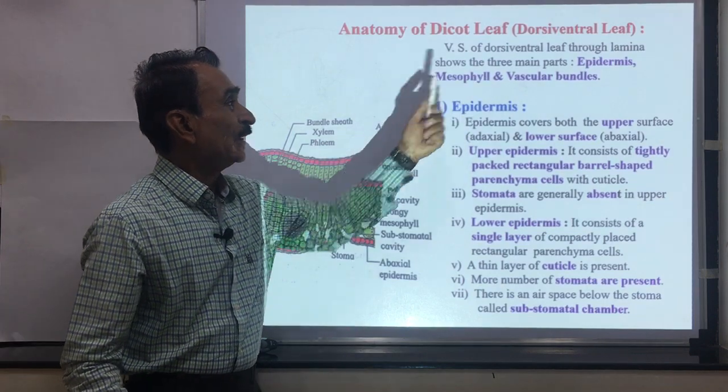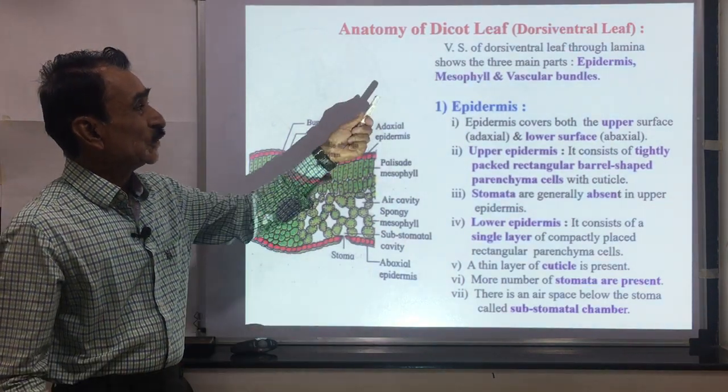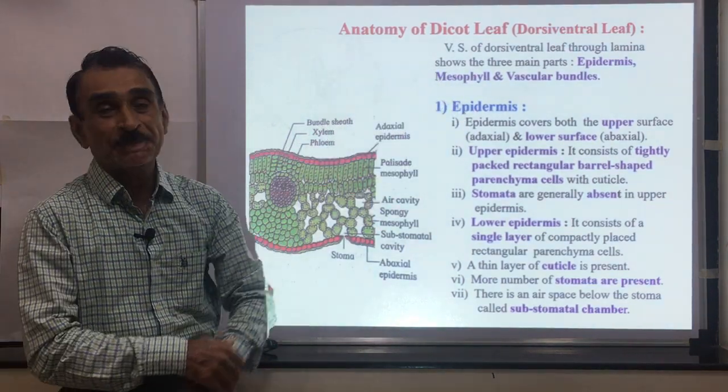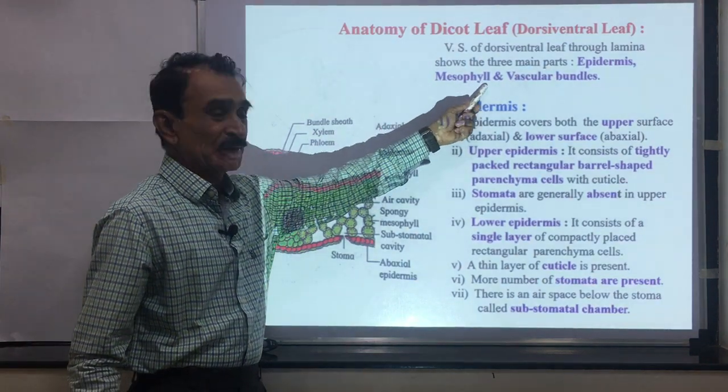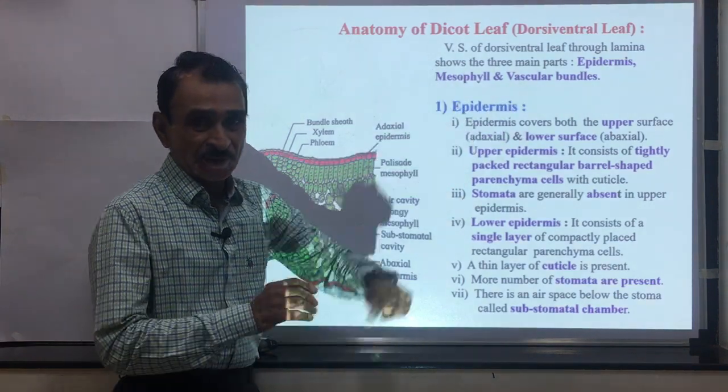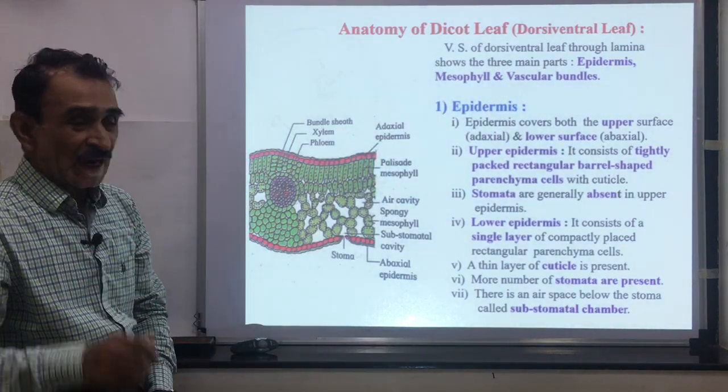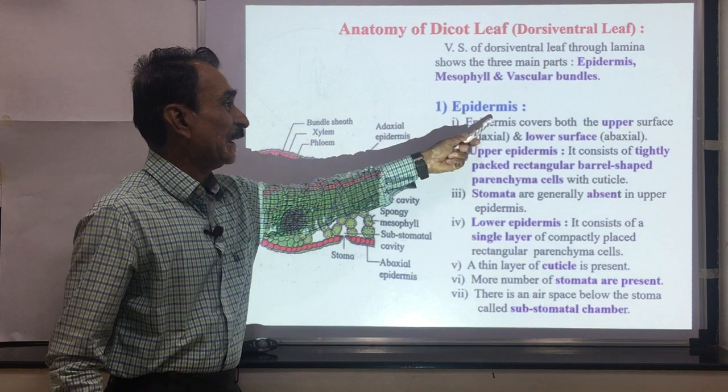Vertical section of dorsiventral leaf through the lamina shows the following three main parts. First part is the epidermis, second part is the mesophyll, and third part is the vascular bundle. Then we shall start with the first part, that is the epidermis.